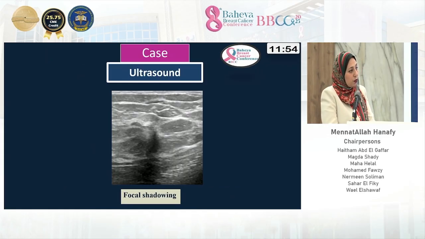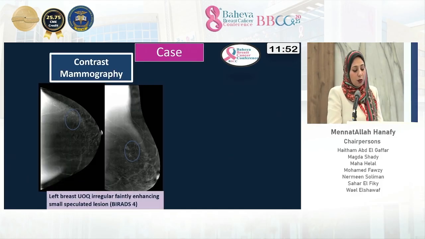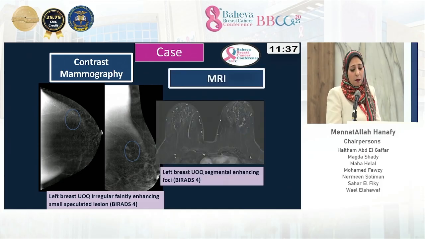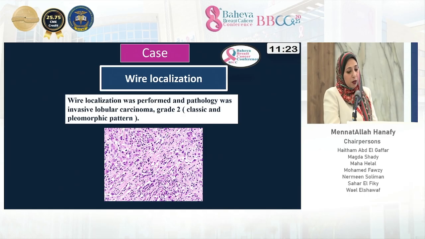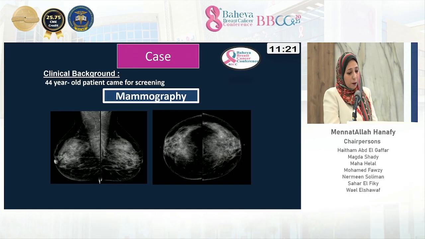ultrasound corresponding to focal shadowing, which is corresponding by contrast mammography to left breast upper outer quadrant irregular, faintly enhancing small spiculated lesion given BI-RADS 4, yet there is moderate background parenchymal enhancement. So MRI was performed, confirming the presence of left breast upper outer quadrant segmental enhancing foci. Wire localization was performed, and the pathology was invasive lobular carcinoma grade 2, classic and pleomorphic pattern.